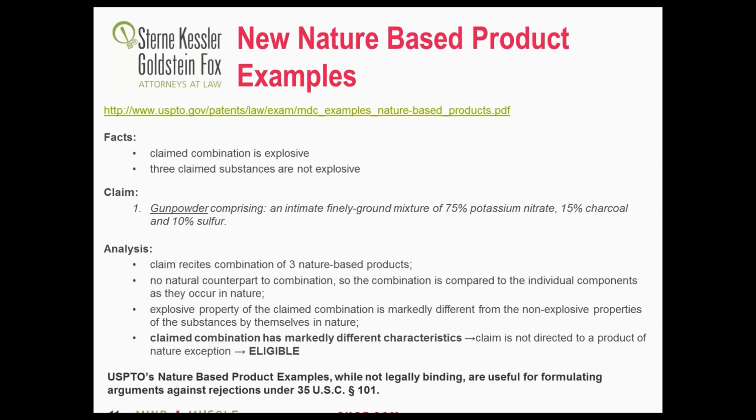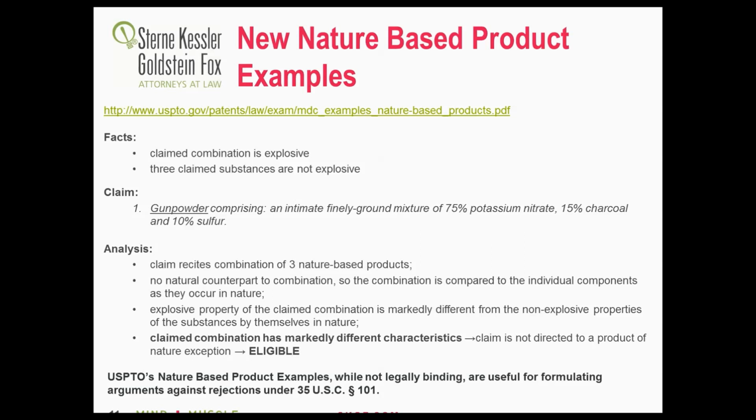So on this slide, we included example number 1 from the examples, just to provide you a little description of how the examination will proceed. Here, the claim is directed to gunpowder comprising an intimate finely ground mixture of potassium nitrate, charcoal, and sulfur. So under the new guidance, the nature-based product that is going to be examined for the presence of marked differences is the gunpowder, not the potassium nitrate, charcoal, or sulfur, but the claimed mixture of the three.